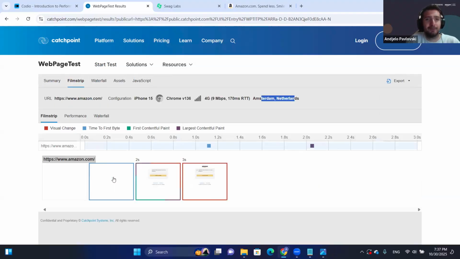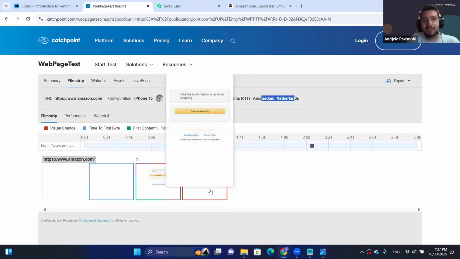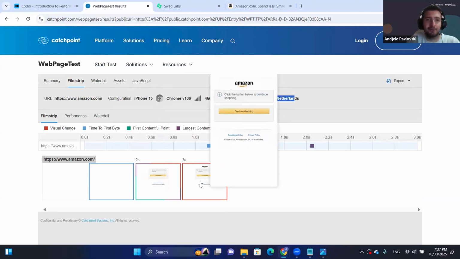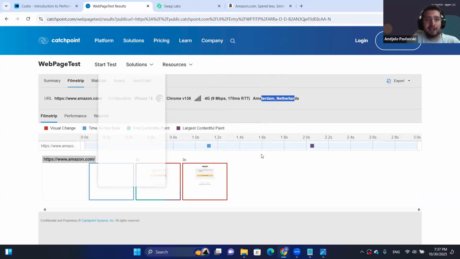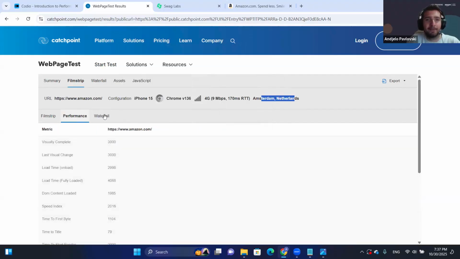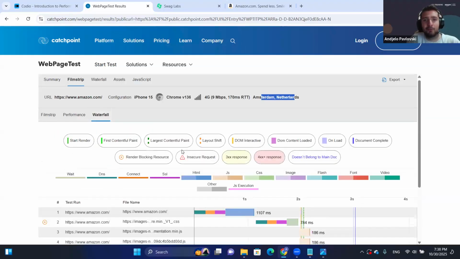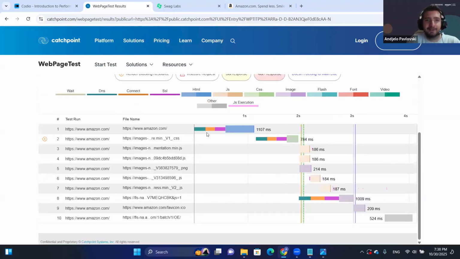Then if we go with film strip, we can actually take a look at the screenshots. So we see it's in a mobile version, it's simulated. We're on the Amazon homepage. We can see what was happening there. If we open the, I prefer the waterfall, we can see what was going on with all these items here.